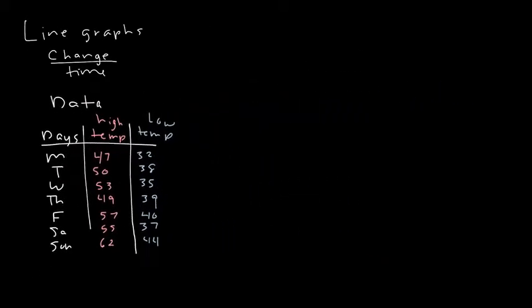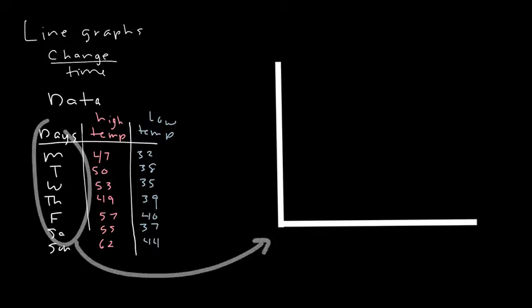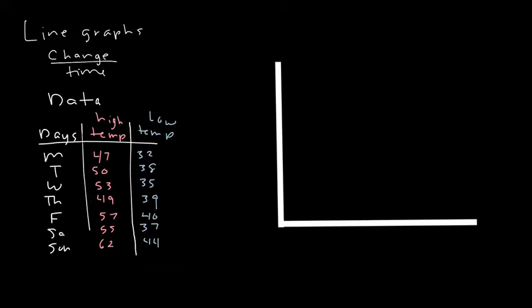Okay, so the first thing I'm going to need is graph lines, my axis lines. I'm going to start by putting my time on the bottom. These are my independent variables, right? These are the things that don't change. So I'm going to write my days of the week down here, and that means these are the times that I'm going to test the temperature. Almost always on line graphs, we're going to put time or units of time on the bottom.